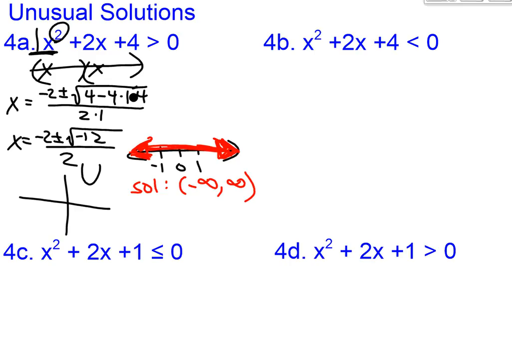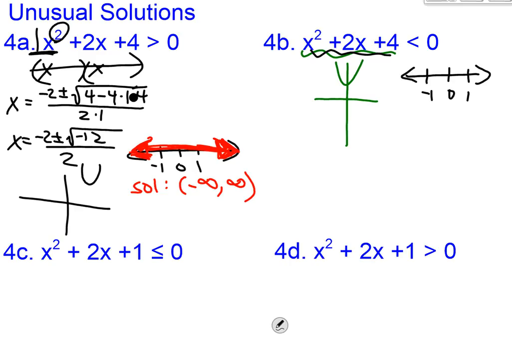This next one is the same quadratic, so we already know there's no real solutions. We also know what that parabola looks like. It's somehow above there. So when is this quadratic x squared plus 2x plus 4 less than 0? When is it less than 0? Never. So it is never less than 0. I'll just put a number line, -1, 0, and 1. So the number line is just blank. And our solution set can be given one of two ways. Do you remember how to give the empty set as a solution?